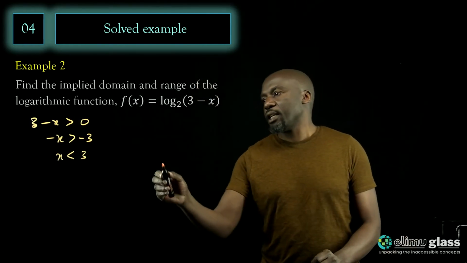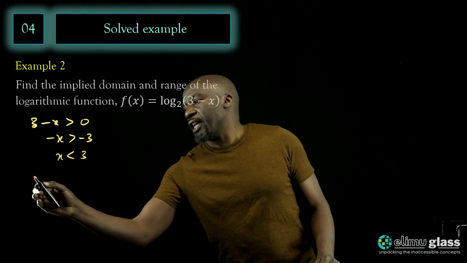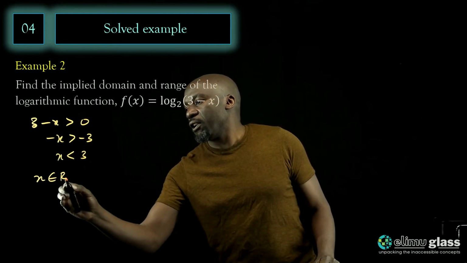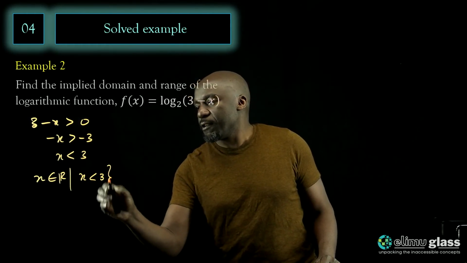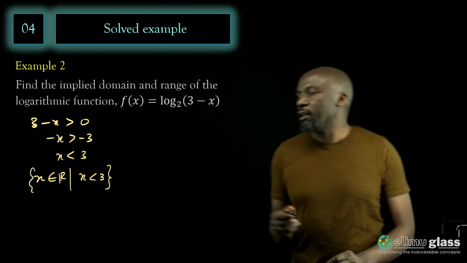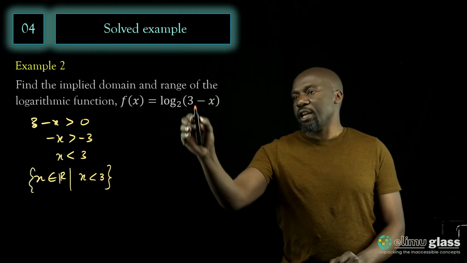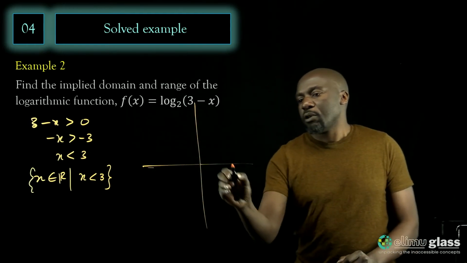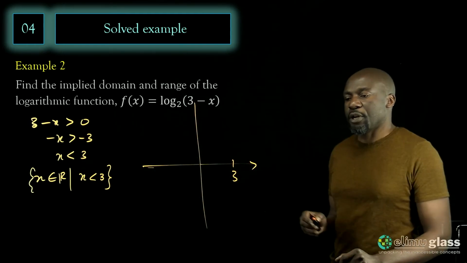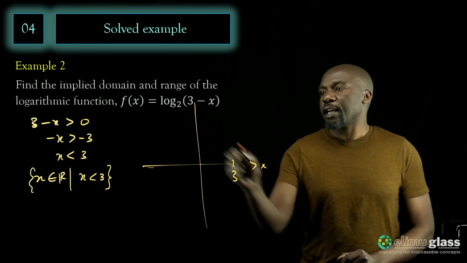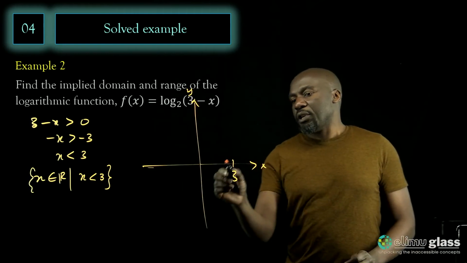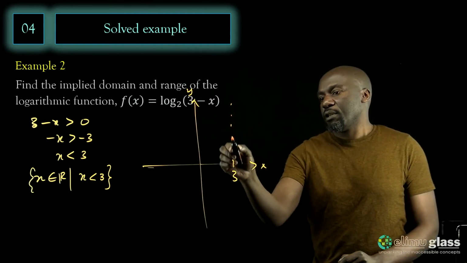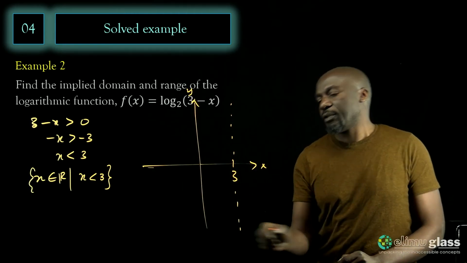If we sketch this, we can write the domain as all real numbers x such that x is less than 3. That is sufficient for the domain. We want to find the range. So we go to the point where 3 is. This is the x-axis and that's the y-axis. Now we know 3 has to be the asymptote, a vertical asymptote like that.